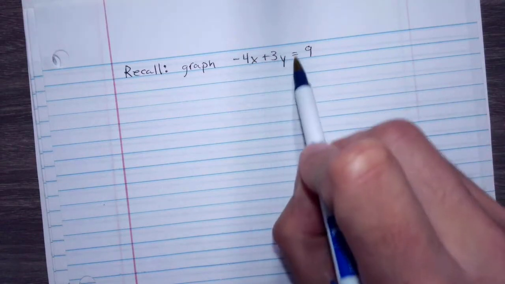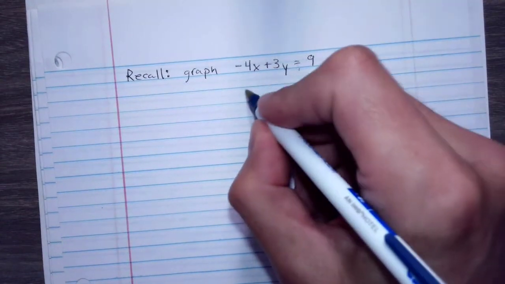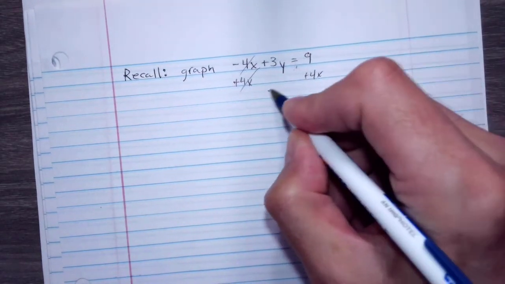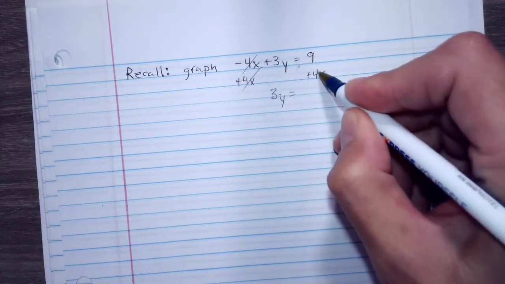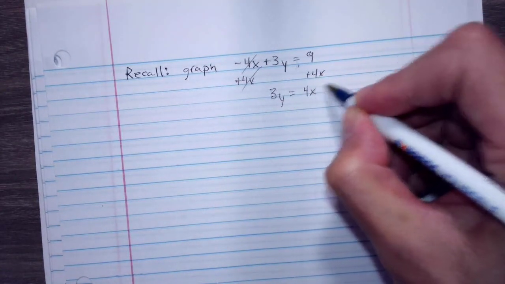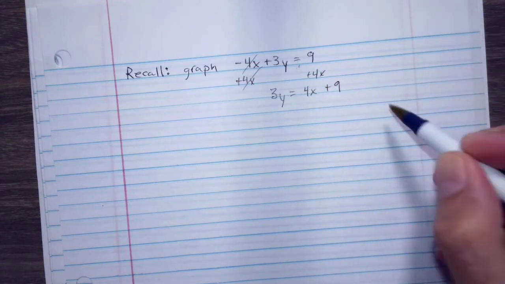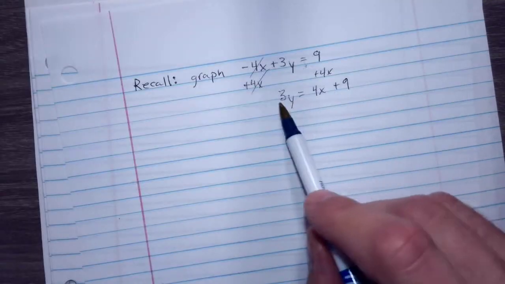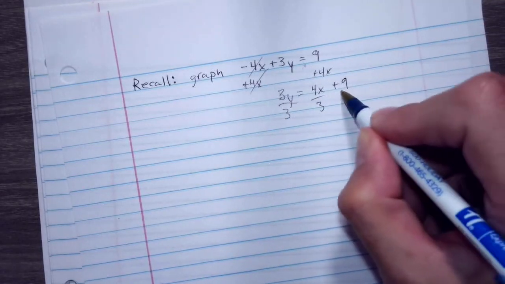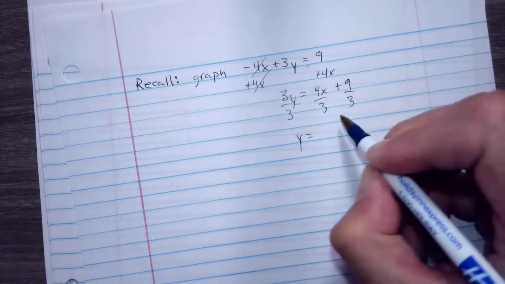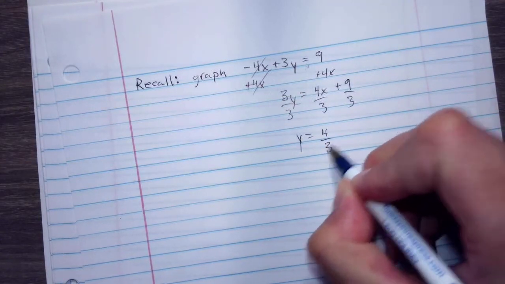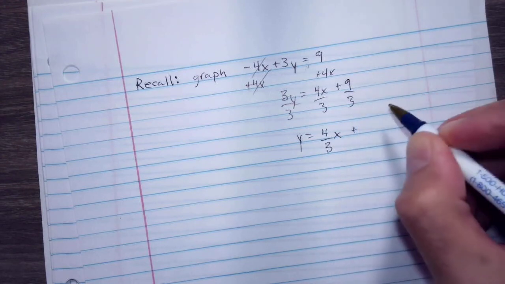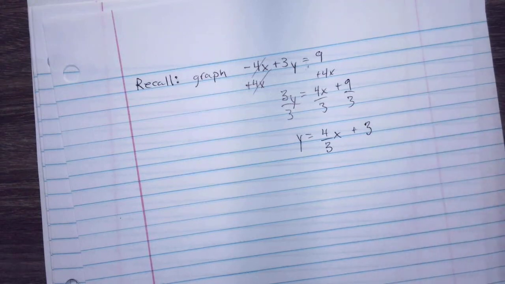Well, I want the y on the left side of the equal sign, so it's already there. And then that means I'm going to add 4x to both sides. And then I have 3y equals, these are not like terms, so I just write them both down. It's a positive 4x and it's a positive 9. And then I want the y all by itself on that left side, so I'm going to divide everything by 3. And once I do that, I have y equals 4 over 3x, or 4x over 3, plus 9 divided by 3 is 3. So there we go.